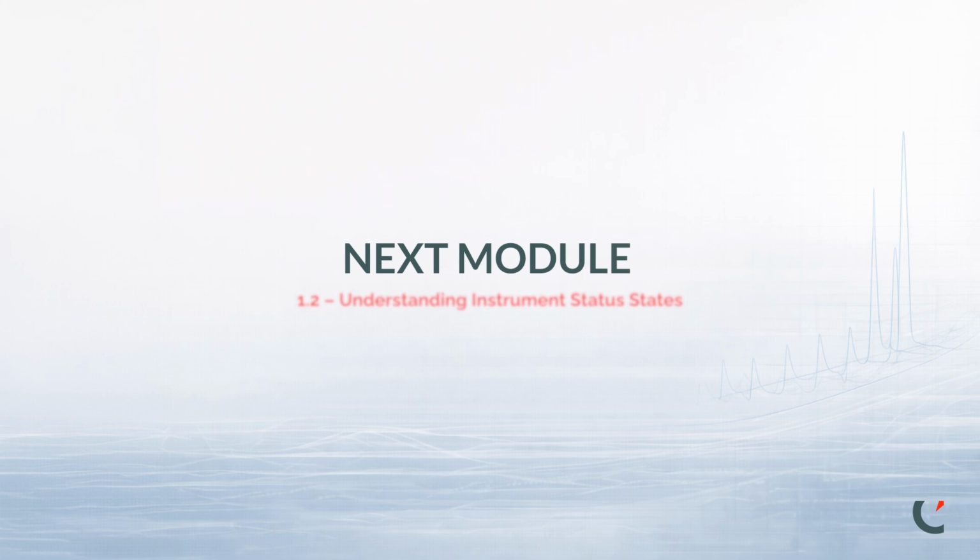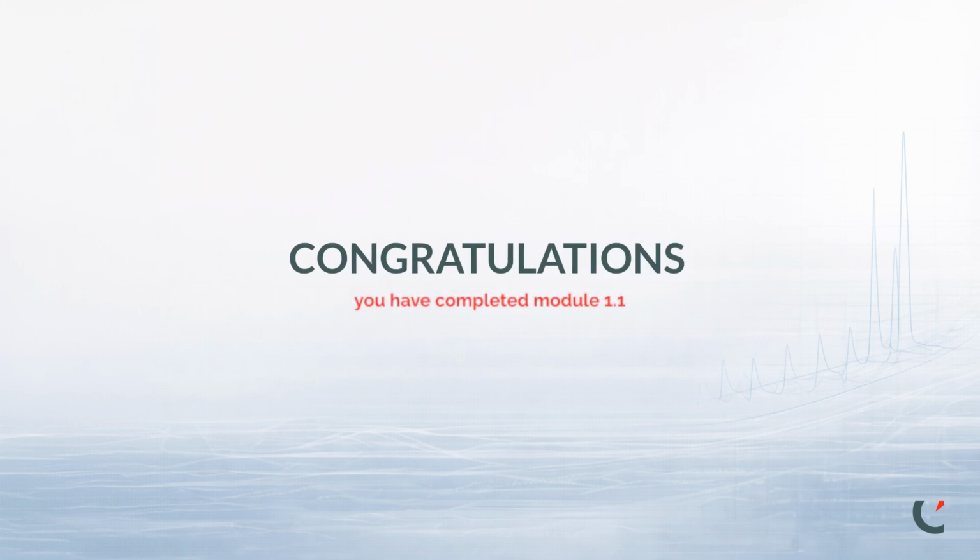Next module. In the next module, we will examine instrument status states and how they reflect communication between the service and your instrument. Understanding status states builds directly on the architecture defined here. This has been Module 1.1 of the Chromperfect Beginner Series. Continue through the series in order, as each module builds on this foundation.